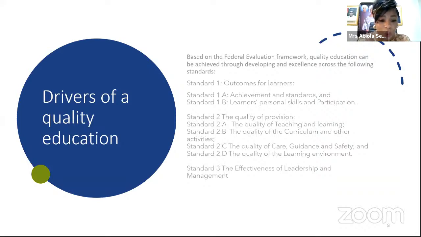And then 2D, the quality of the learning environment. Yes, we can talk about the infrastructure, and as OEQA, we typically do focus on the basic infrastructure, but what does the classroom look like? Do we see evidence of student learning? Do we see books? Do we see resources? Are they in use? Are they just decorative in one space? Is it fit for purpose?